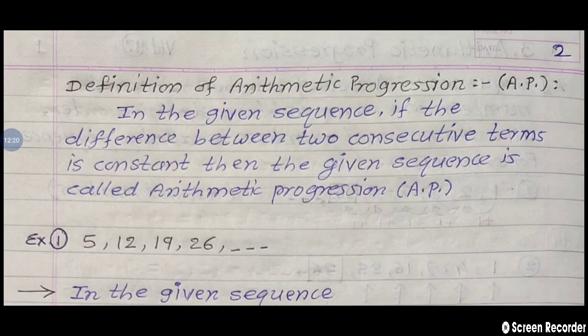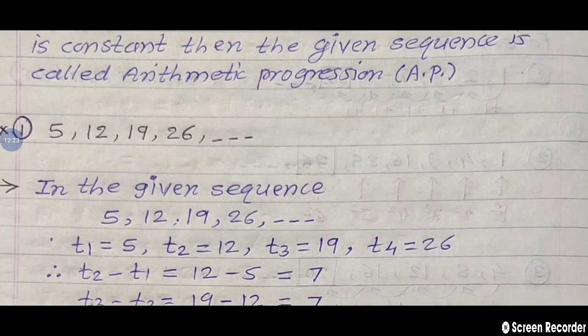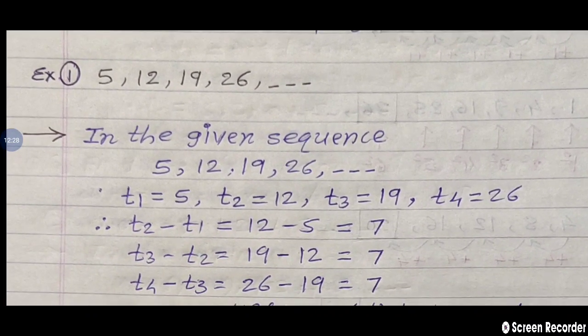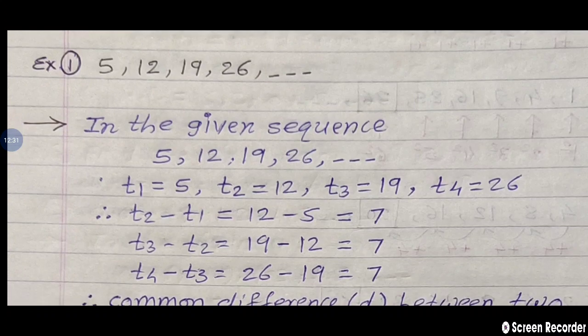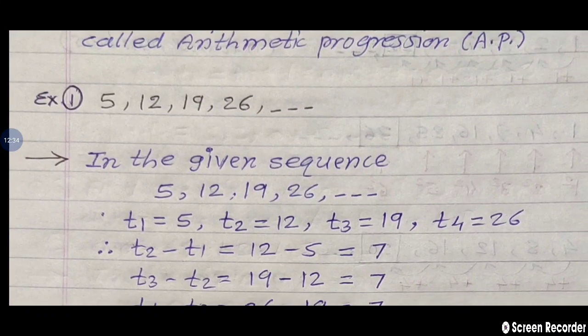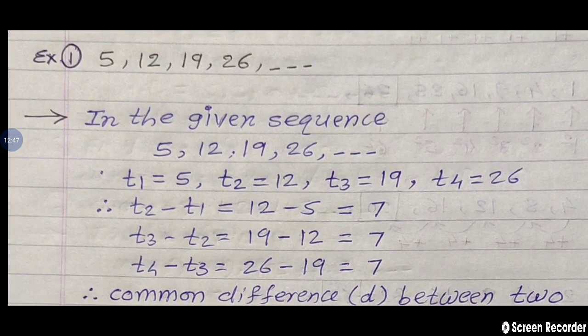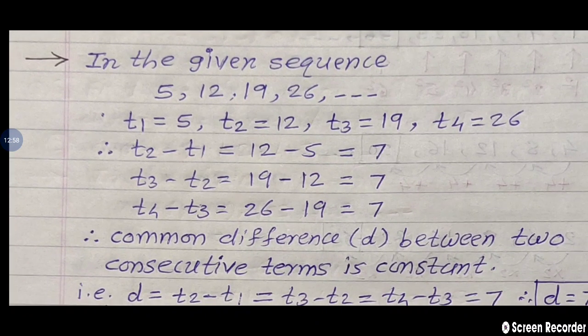Now we are solving some examples related to this arithmetic progression. Example number 1. Now we decide whether this given sequence is AP or not. Now see how to solve the given question. What is the given sequence that we write first in our answer? 5, 12, 19, 26, and so on.